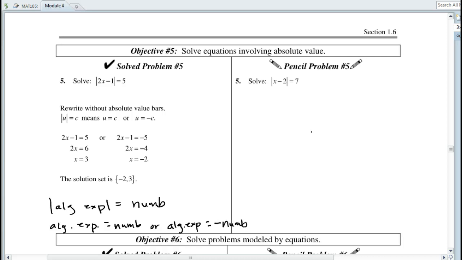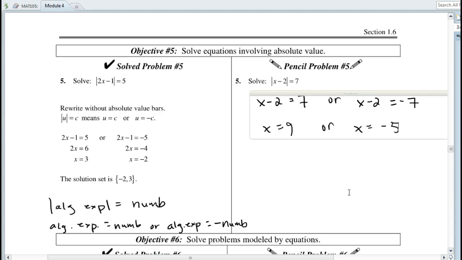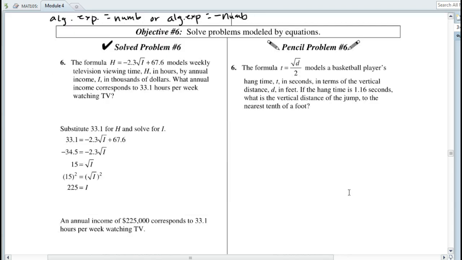Okay, so in this one up here, the way we get rid of the absolute values is we actually make two equations. So x minus 2 equals 7, or x minus 2 equals negative 7. And then just solve for x. So add 2, x equals 9, or x equals negative 5. And you're all done. You can check both. If you plug in negative 5, you'll be taking the absolute value of negative 7, which is positive 7. And if you do positive 9, 9 minus 2 is 7.